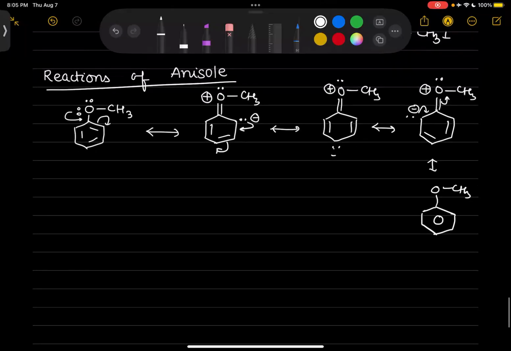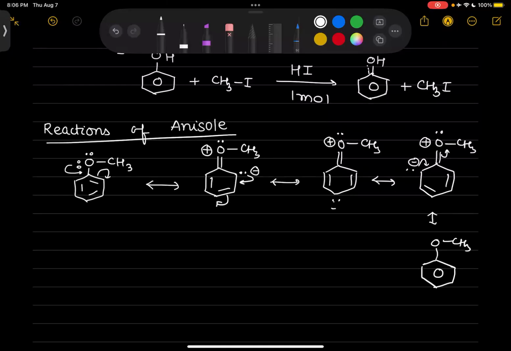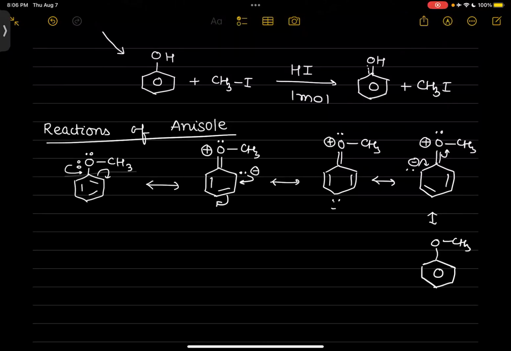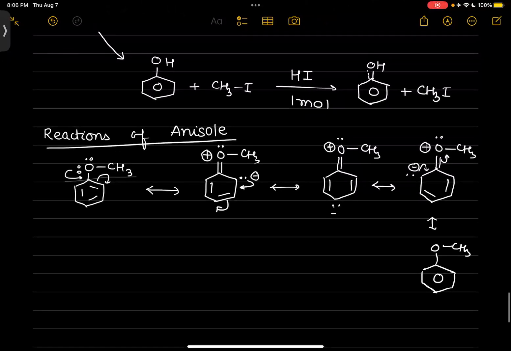Just a second. Let me start the camera also. Okay. So we have anisole, and okay, great. So now all of you can see it very clearly.